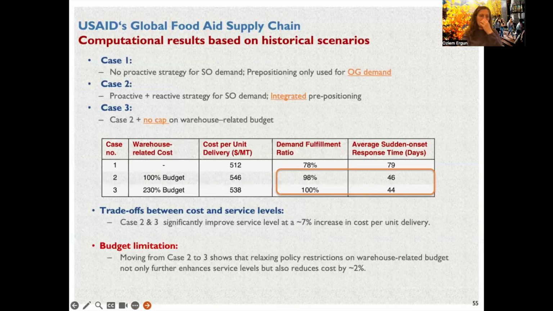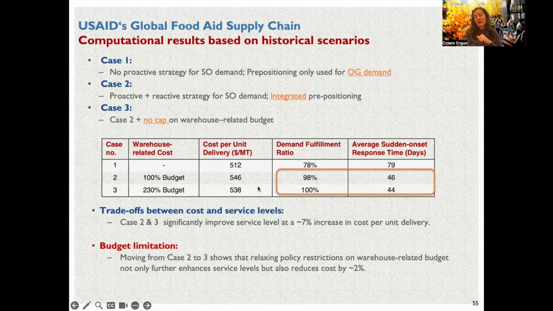So just to get into these a little bit more, looking at the 3 cases that we studied. The first case, no proactive strategy for sudden onset demand, so no safety stocks prepositioned around the globe for sudden onset events, and only prepositioning used for ongoing demand. In case 2, we looked at safety stocks for sudden onset events as well, and then the safety stocks and prepositioned stocks used for both ongoing and sudden onset demand. And then in case 3, we looked at exactly what we did in case 2, but relaxing the budgetary constraint.